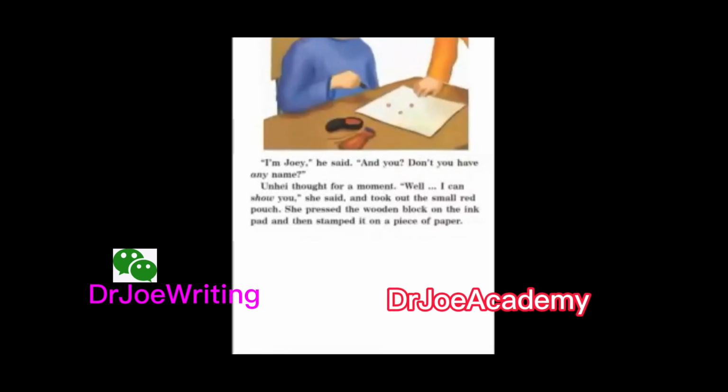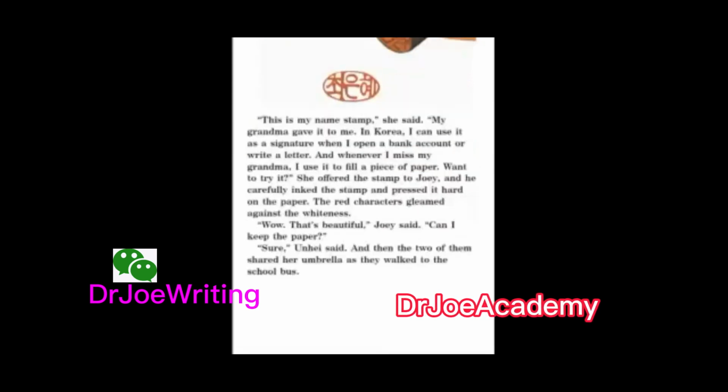I'm Joey, he said. And you? Don't you have any name? Eunhae thought for a moment. Well, I can show you, she said, and took out the small red pouch. She pressed the wooden block on the ink pad and then stamped it on a piece of paper. This is my name stamp, she said.